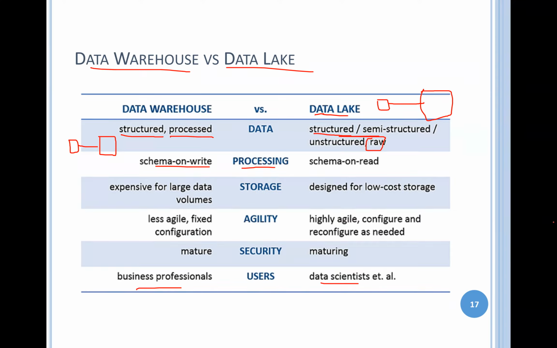Okay. Security and agility. Agility is nothing but: here reconfiguration is very low, but there reconfiguration is very, very high. Whatever configuration is needed, you can reconfigure as needed; it's highly agile in a data lake environment. Storage-wise, it's a huge volume and low cost for storage, but here it's expensive. You will go for Teradata, Netezza, all this, right? It's an on-premises server, so it is expensive for data storage.